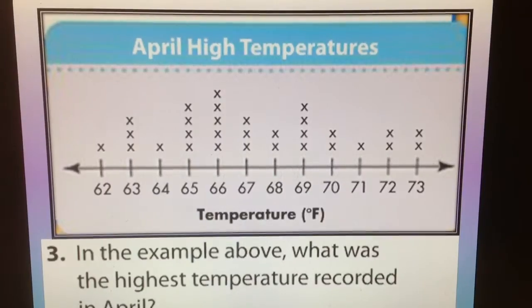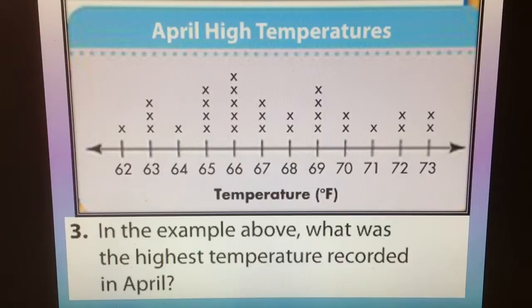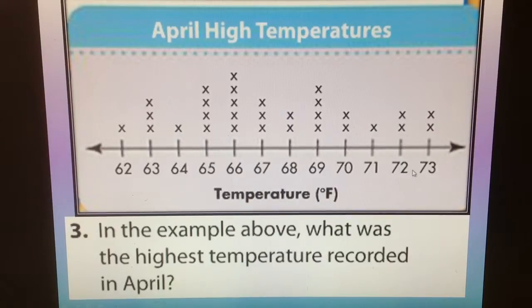Okay, how about this one? Here's a graph showing April high temperatures. In the example above, what was the highest temperature recorded in April? Pause the video to think about this if you need to. Across the bottom it has the temperature in Fahrenheit degrees, and then it shows the different number of days that recorded that temperature. So a lot of people for this question answered 66.